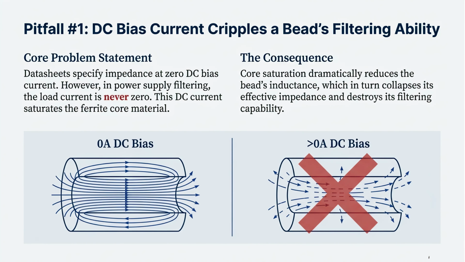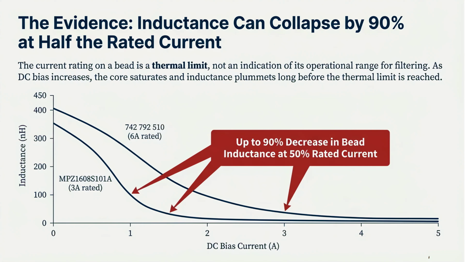Pitfall number 1 is DC bias current. Datasheets specify impedance at 0 DC bias, but load current is never 0. The DC current saturates the ferrite core, collapsing the bead's inductance and destroying its filtering ability. The current rating is a thermal limit, not an operational one.